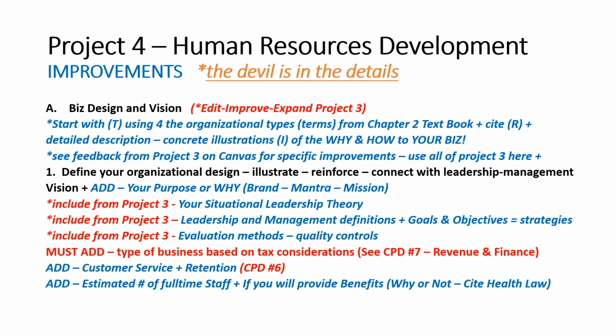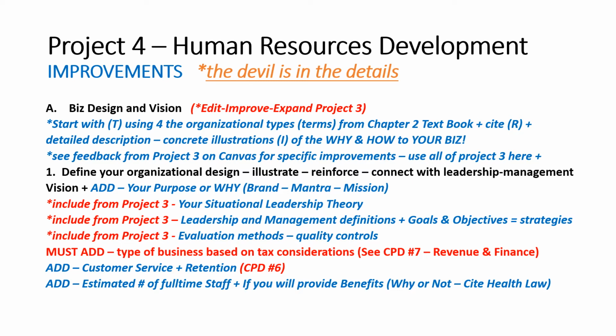So with Section A, your business design and vision, where you're going to define your organizational design, illustrate, reinforce, and connect that with your leadership and management vision. You want to start, if you didn't, with talking about the type of business you're having based on the 4 organizational types or terms from Chapter 2 in the textbook. So that would be a T. And then you want to cite that from the textbook. There's your R. And then you want to give a concrete illustration, more details about why and how your business is going to operate. Again, see the feedback from Project 3 on Canvas. Don't just look at the summary, go into the document and you'll see specific feedback to the specific areas.